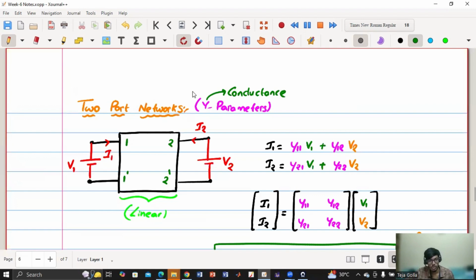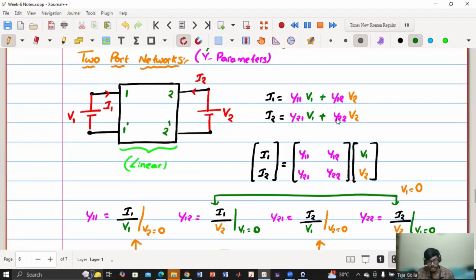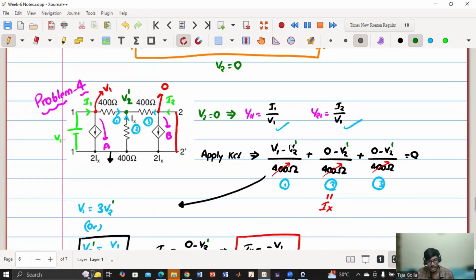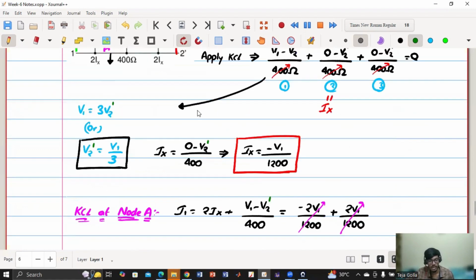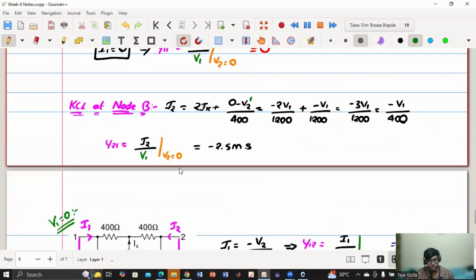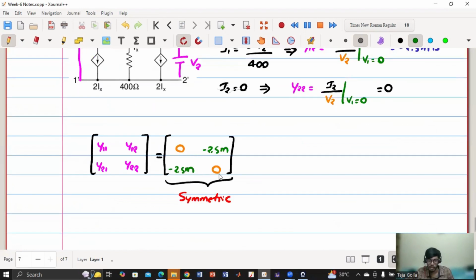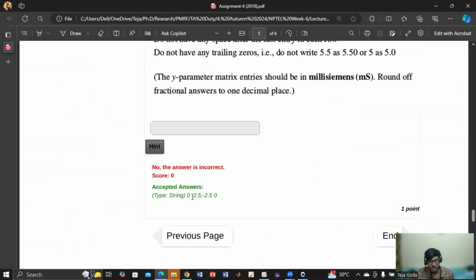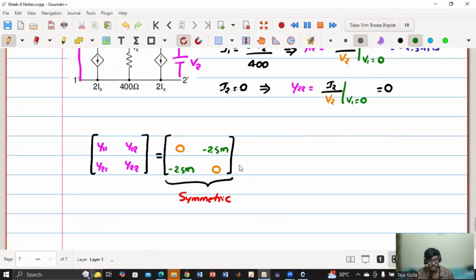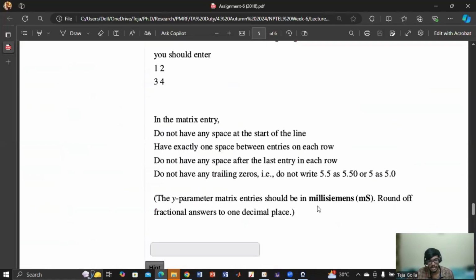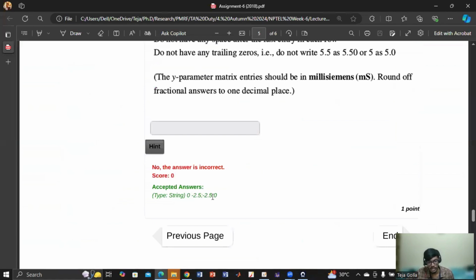And then for two-port network, we have talked about Y parameters: Y11, Y12, Y21, Y22, and we have seen for a given circuit how to calculate this. As this is symmetric, we have to only solve two parameters and the other two parameters are automatically coming because it is symmetric. So let us just go and see whether they are matching or not. 0, minus 2.5, minus 2.5, 0. I think they have asked the answer in milli, so it will be minus 2.5. So kindly note these kind of mistakes.